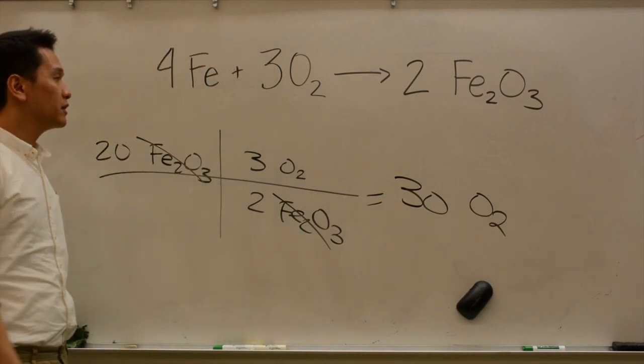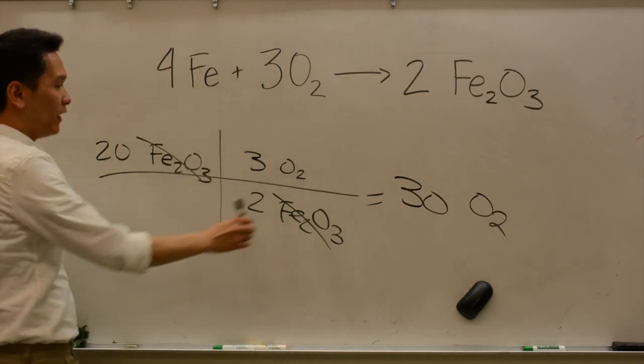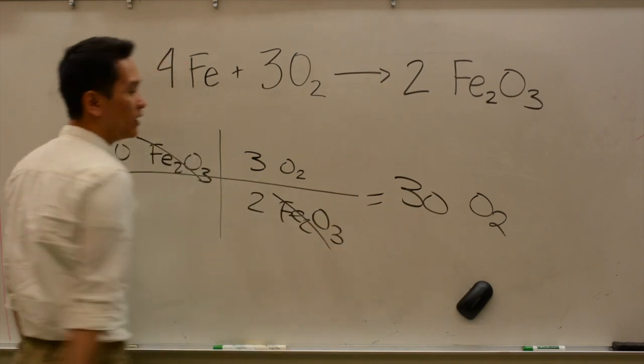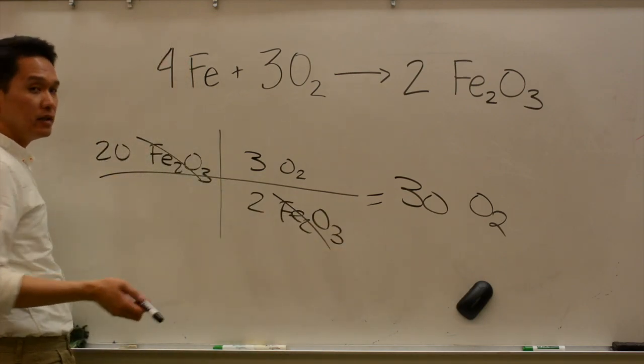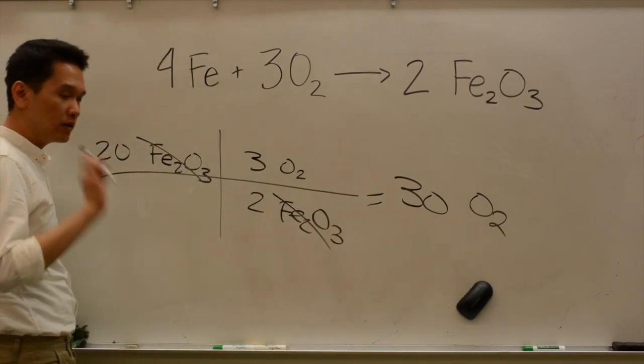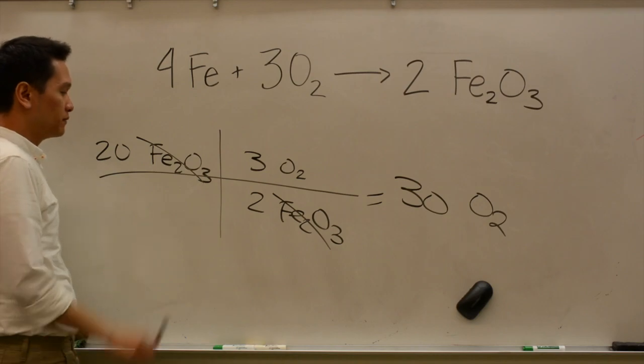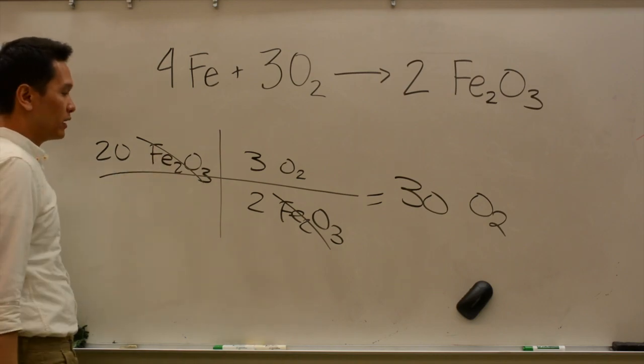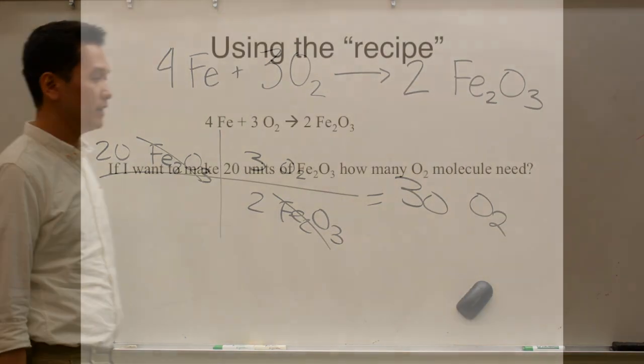So to simply answer that question: if I had 30 molecules of oxygen, I would make 20 molecules of this compound, iron oxide.